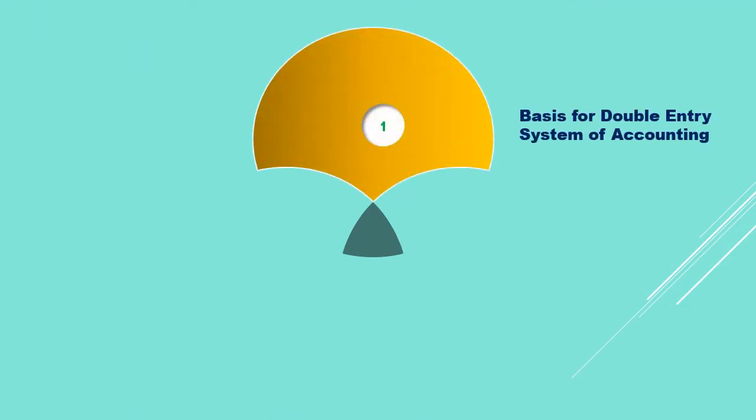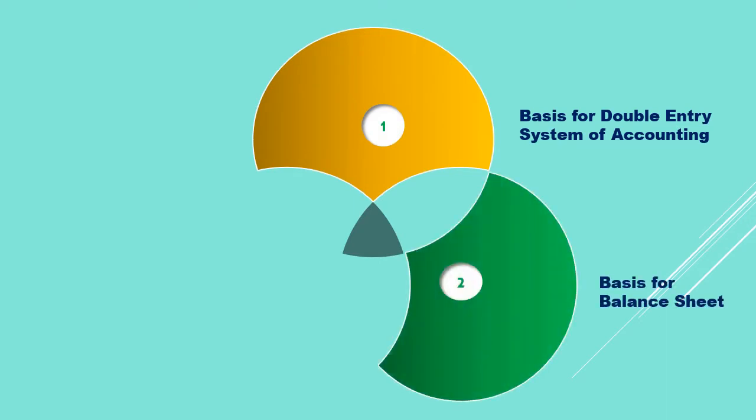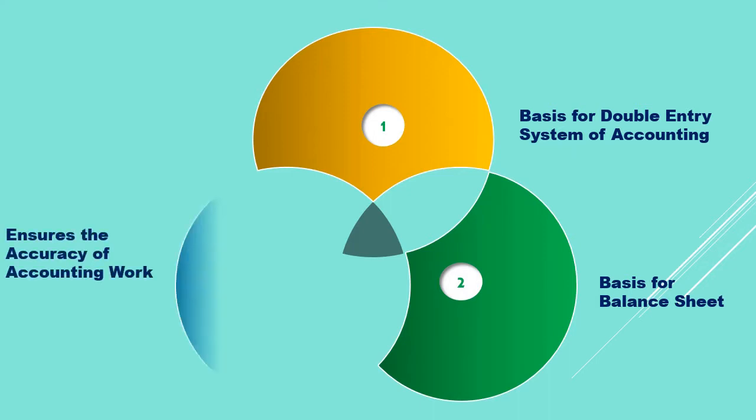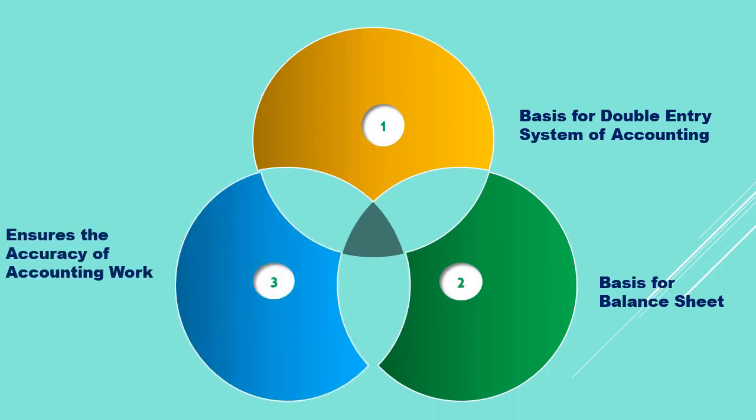Now let us have a look back into the usefulness of the accounting equation. The first one we said was basis of the double entry system of accounting. The second one, basis for balance sheet. And the third one, ensures the accuracy of accounting work.